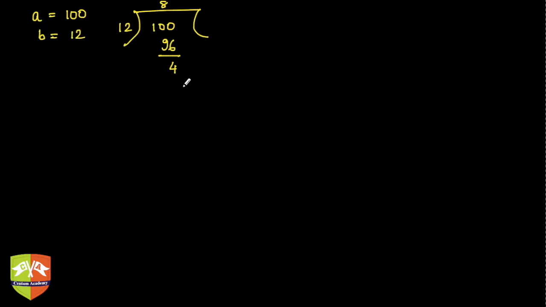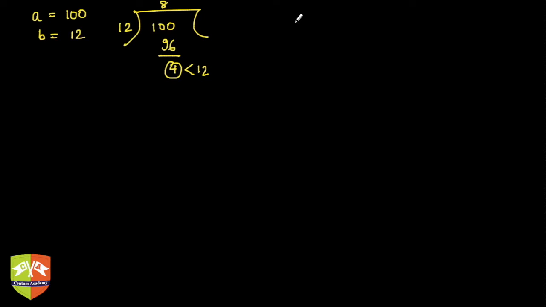Let me take A as 100 and B as 12. Let us perform the long division method once again. So how do we do it? This is 12, this is 100. I know 12 eights are 96, and hence I get a remainder of 4. Again, 4 is less than 12 here, and hence we stop.